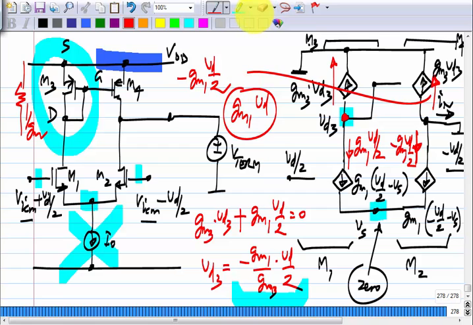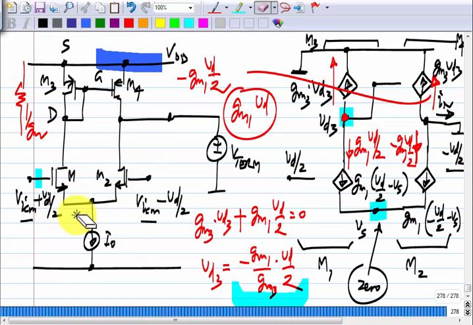Now, we can also reason it out from here, right. I did this so that you get used to the small signal stuff, you have to do that sometime.